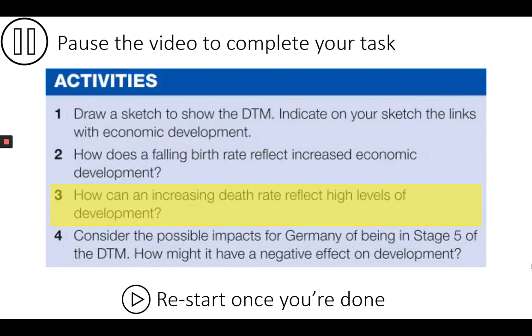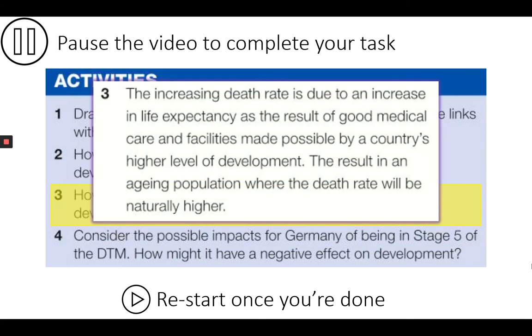In Activity 3, we consider how death rate is linked to levels of development. Pause the video whilst you make a note of the question and then write your response. Restart the video when you need to see the mark scheme. Again, the mark scheme offers quite a lot of detail. If you need to make your response better, pause the video, and well done if you got all of that in your first attempt.